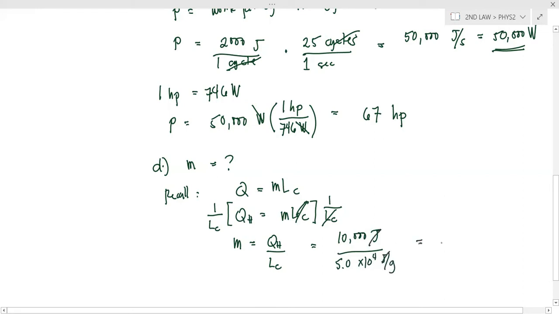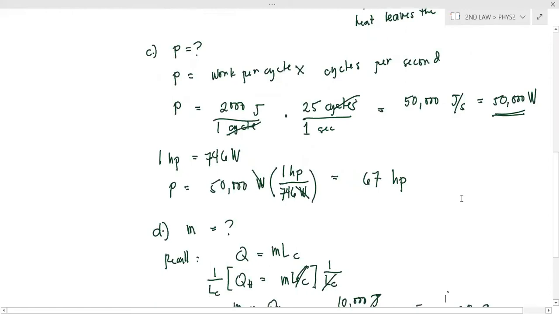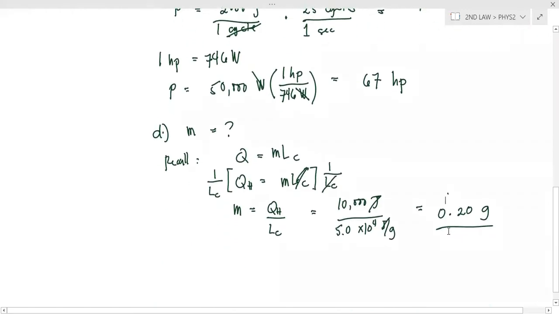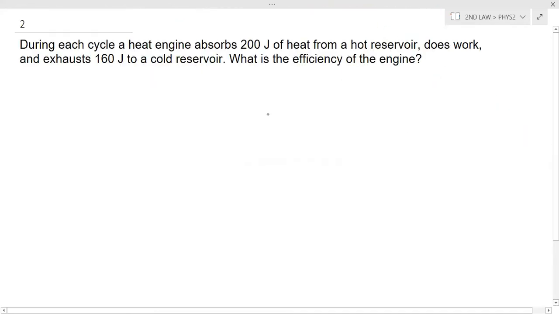We will be left with gram, which is the unit for mass. We have 0.20 grams. So this is the amount of gasoline that was burned in each cycle, 0.20 grams.